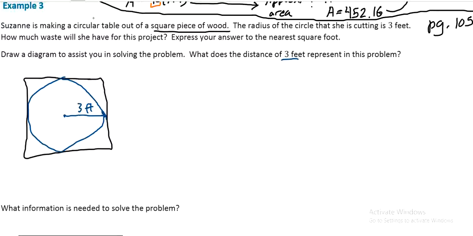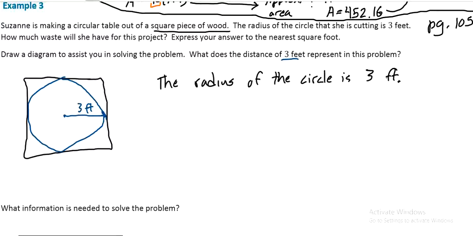So we drew our diagram. Now we just want to answer the question, what does the distance of 3 feet represent in this problem? We'll just say the radius of the circle is 3 feet.